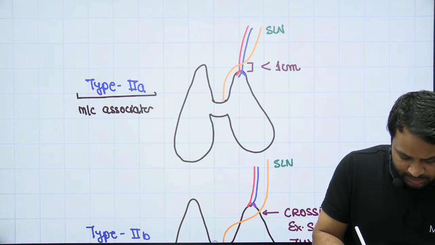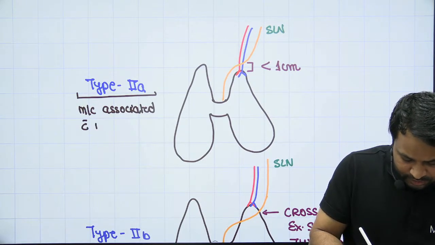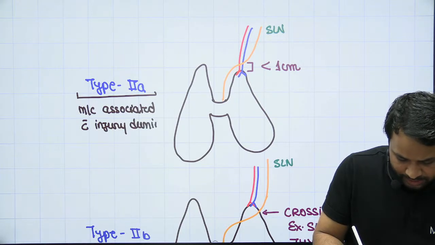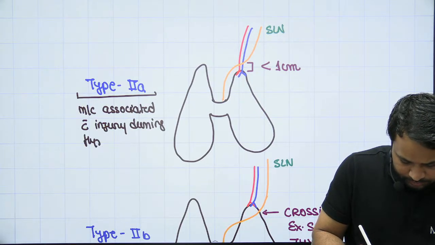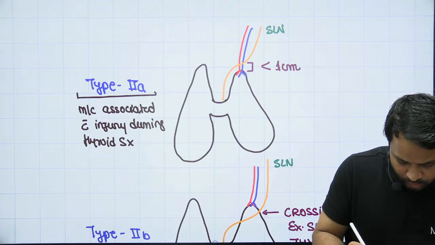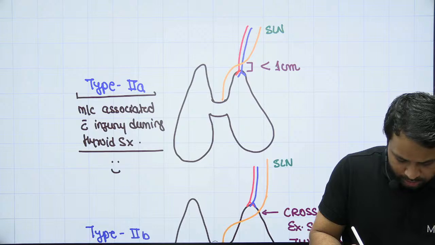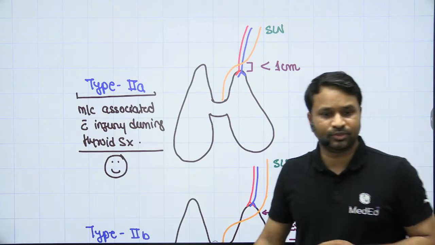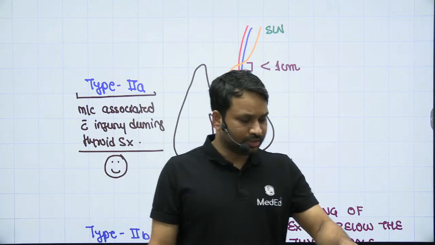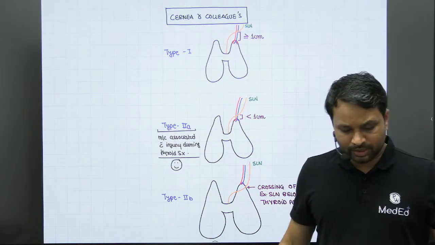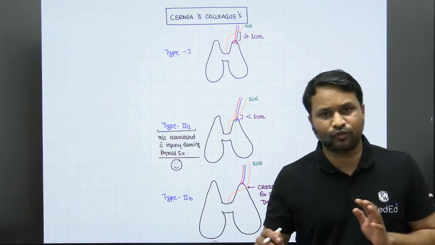It is the most commonly associated with injury during thyroid surgery. Bang on. So I'm super happy that you got this correct. Okay? Great, guys. So this is about Sonia and colleagues' classification with respect to the orientation of your superior laryngeal nerve.